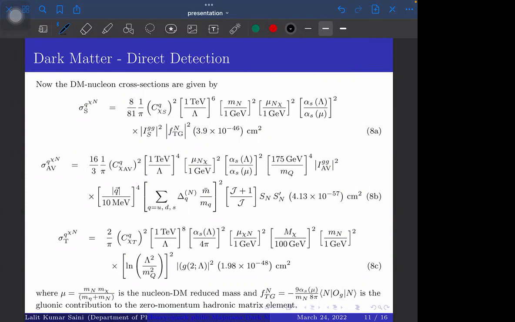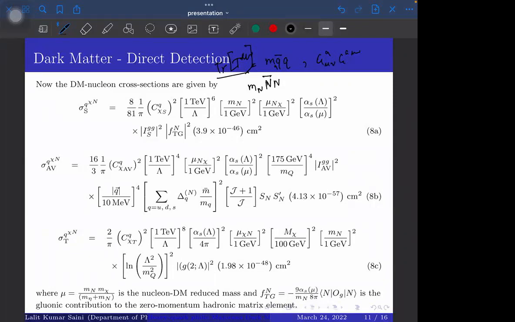nucleon matrix elements. Now the scalar operators, m q bar q and the G mu nu, both are scalar operators. They are related to the energy-momentum tensor. These are scalars, so it will be the trace of this, and the trace of the energy-momentum tensor for the nucleon states I can easily extract. From here I can relate this n bar n state, which is the nucleonic state, to these two operators.